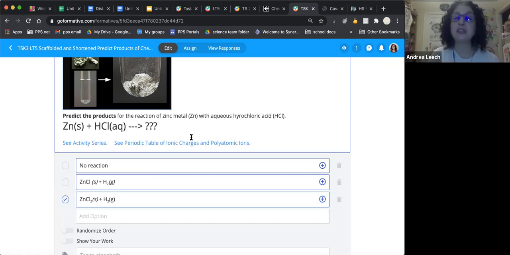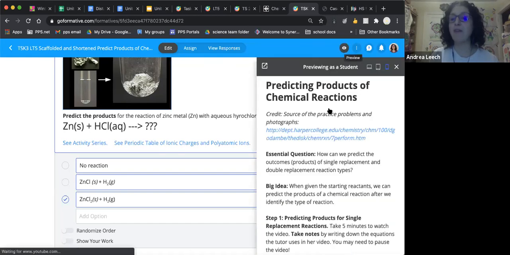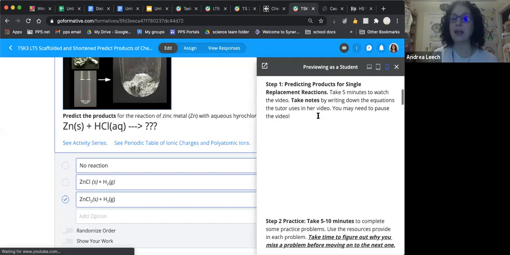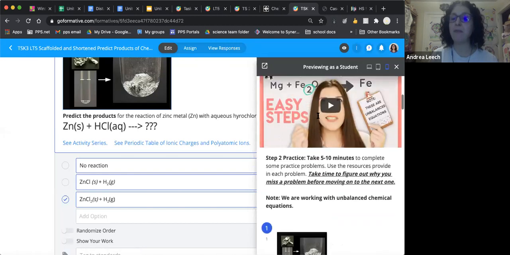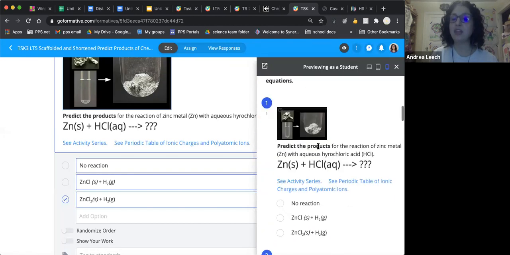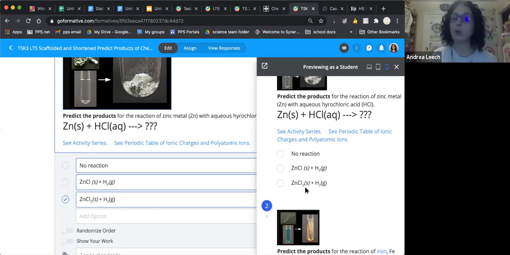Now this version, since I copied it as the teacher, shows the answers, but obviously if I was going to go through and look at this like a student, it's not going to have those pieces in there. It's going to have the big idea, it's going to have the video, and then it just has which one of these are we going to do?